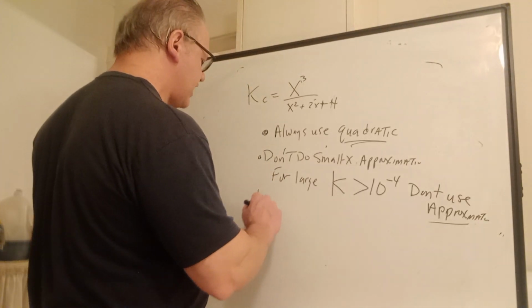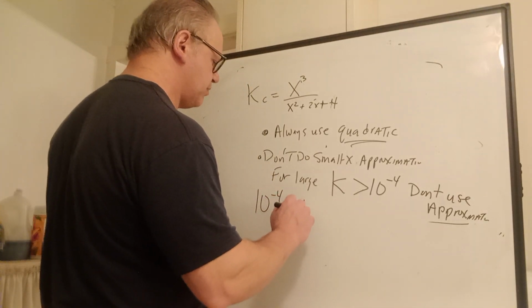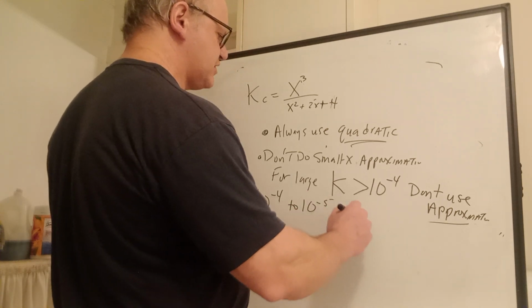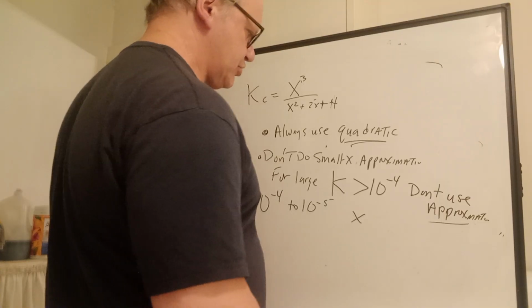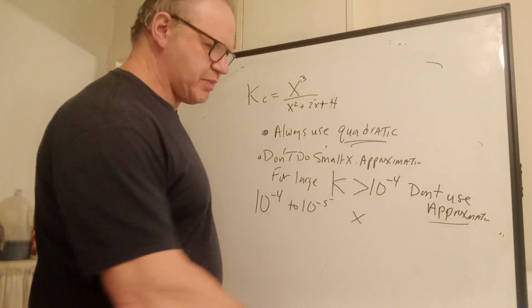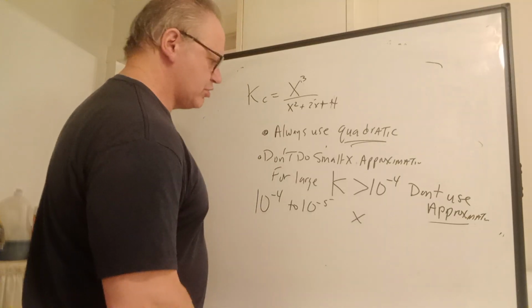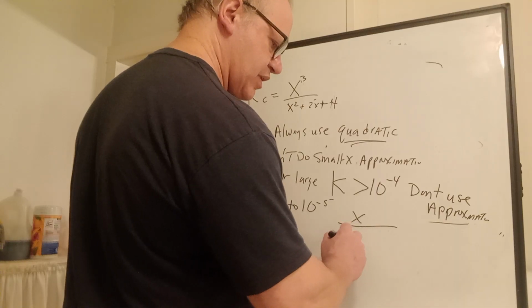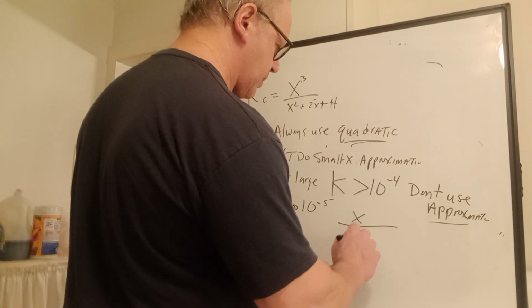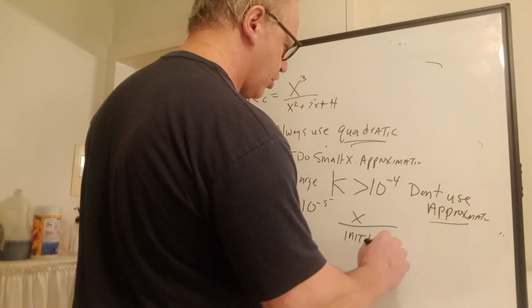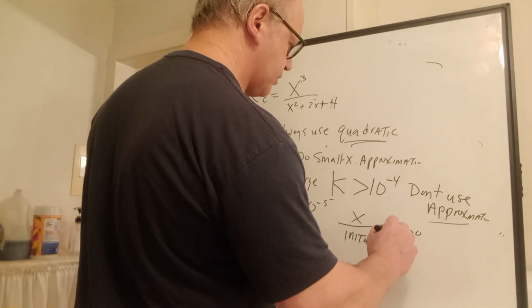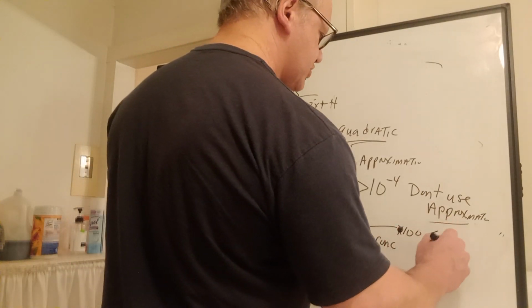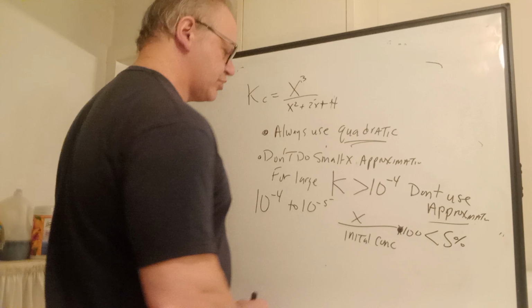When K is between 10 to the minus 4 and 10 to the minus 5, I'll say this. What you can do is take the x value that you solve for using the approximation. All this is written out in the notes. You solve for x using the approximation and then check it relative to the initial concentration, multiplied by 100. I'll put a dot because we got a lot of x's here. And if it's less than 5%, you're good to go. The approximation is good.